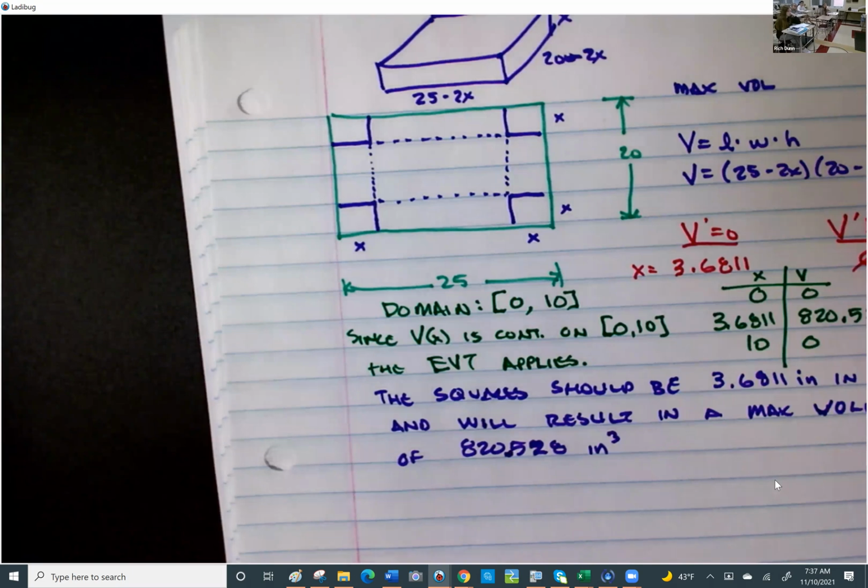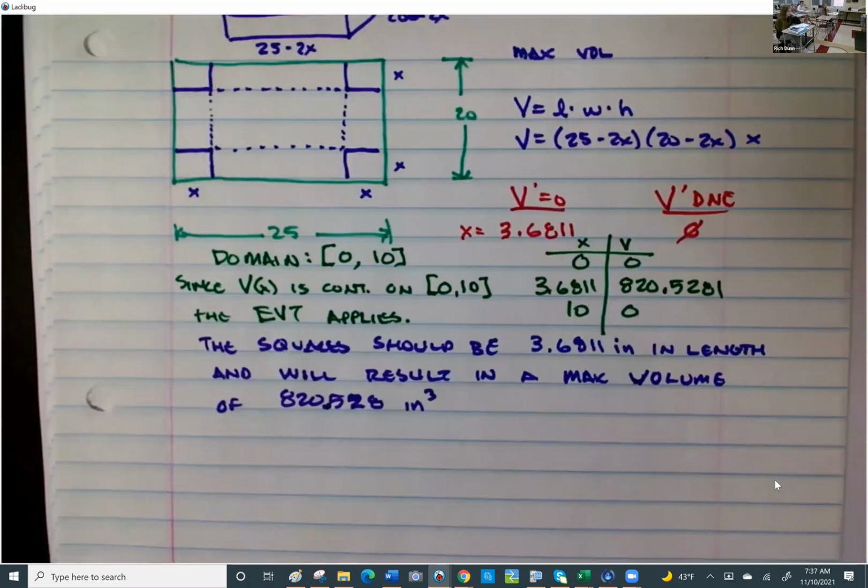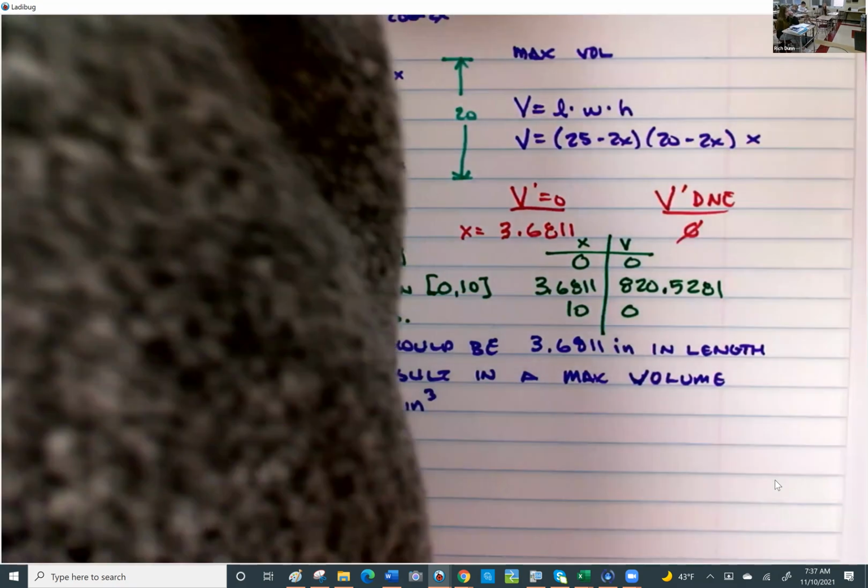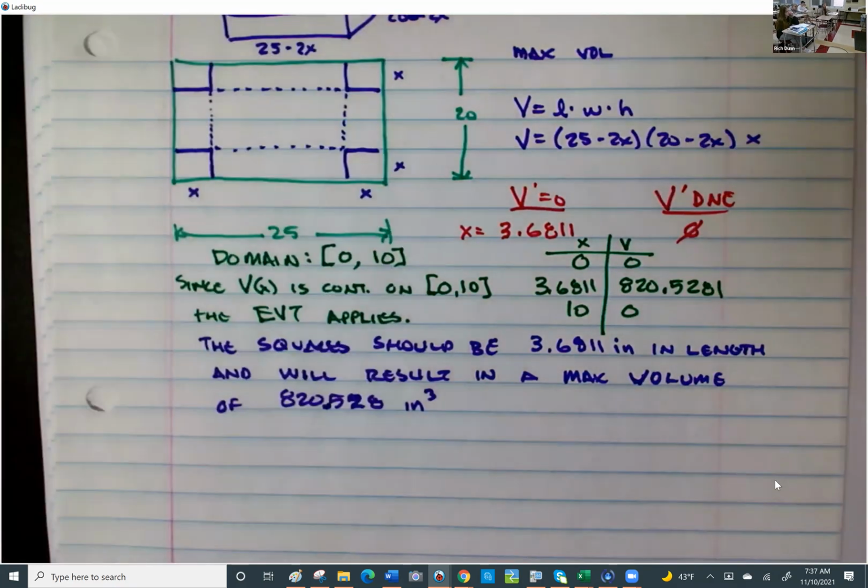Sure. Would it matter if you said in width? Yeah, I mean, it's implied that's a square. You're going to have equal length and width. You could put, you should cut out a square that's 3.6811 by 3.6811. However you want. I mean, again, there's certain things that we know our reader should know, and that's a reader should know what a square is. So I don't have to go that extra distance.